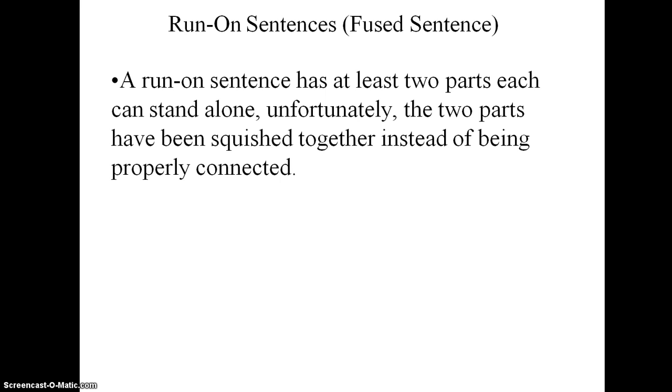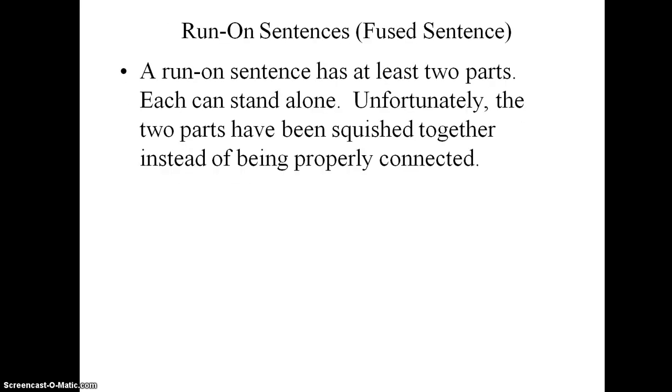A run-on sentence has at least two parts. Each can stand alone. One sentence is, a run-on sentence has at least two parts. Another sentence is, each can stand alone. You have just squished those two sentences together without any sort of punctuation. Now how do we fix that? Look at this sentence. A run-on sentence has at least two parts, period. Each can stand alone, period. Remember, that was where the comma was before. You cannot connect two sentences together with just a comma.